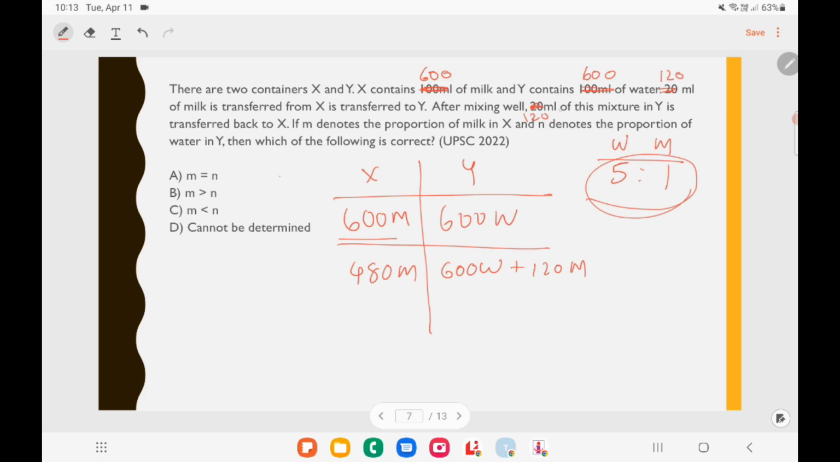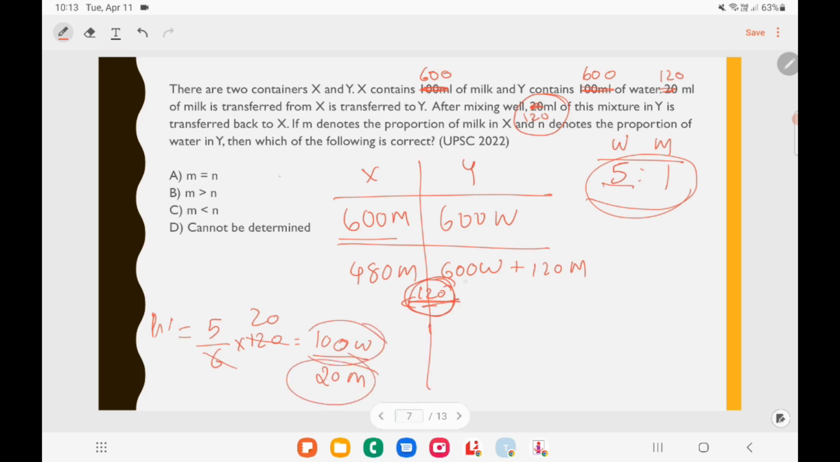Now 120 ml of this mixture in Y is transferred back to X. So from here to here we are transferring 120 ml. In this 120 we need to find out how much milk and how much water there is. In this 120, how much water is there? The ratio is 5, so 5 divided by 6 into 120. See, this will cancel easily. 20 into 5 is 100, so 100 water will be there. It was total 120, so if it's 100 water, the rest 20 will be milk. So in this 120, you have 100 water and 20 milk.